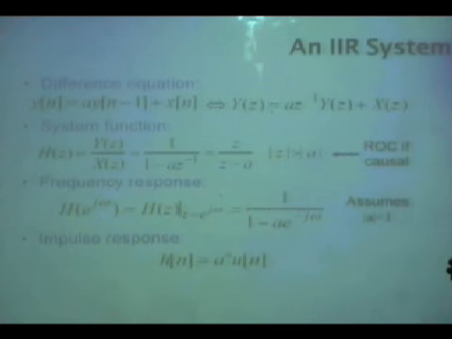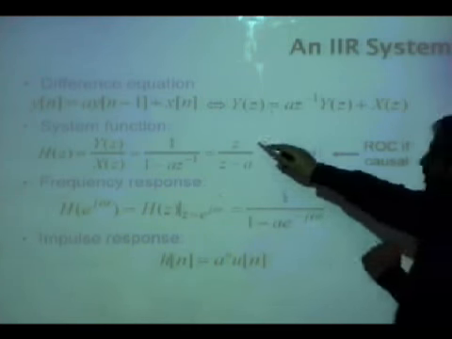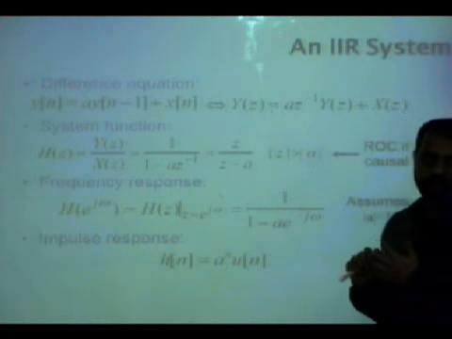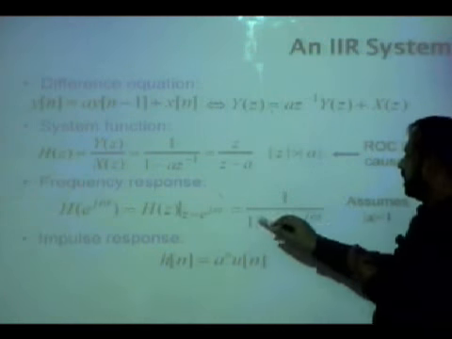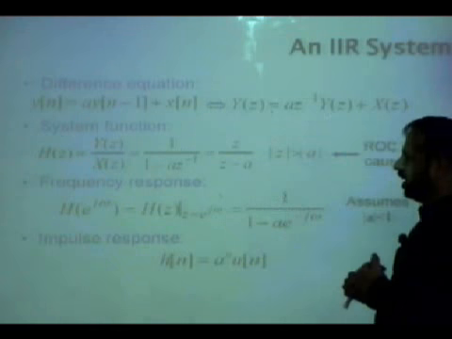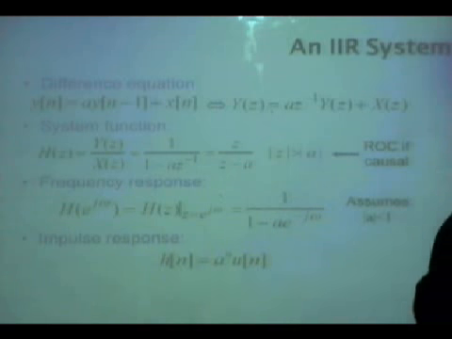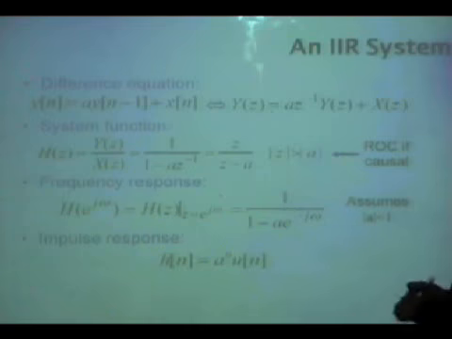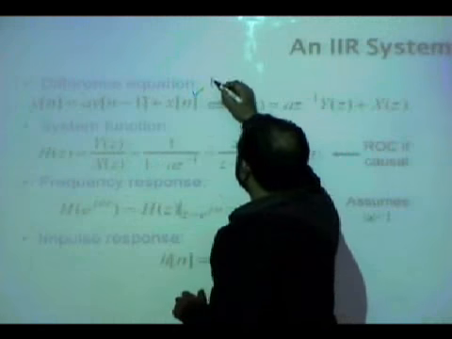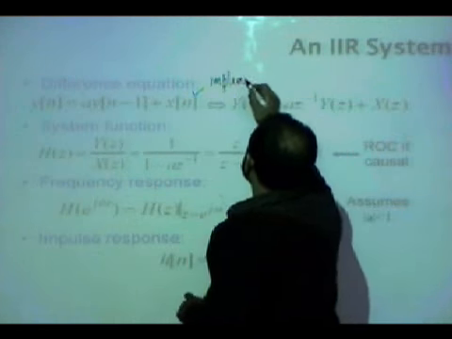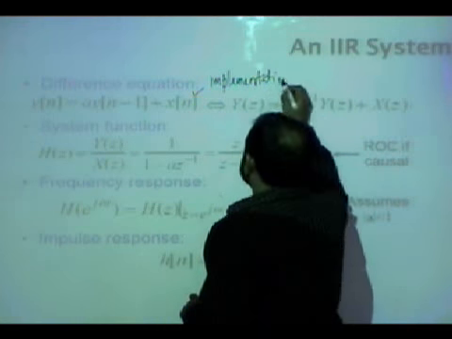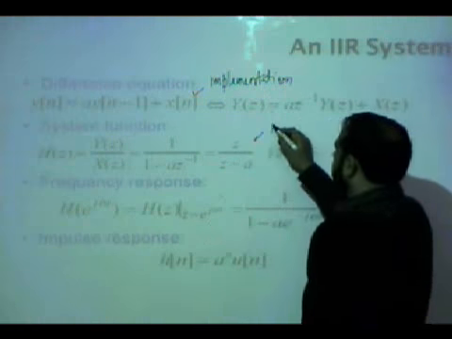A difference equation is 1, a system function H of z is 2, which means knowing all your poles and zeros, frequency response is 3, which means actually plotting the frequency response, and impulse response is 4. So whenever you design a system, analyze a system, okay, these are the 4 things which you want to see. The difference equation is to actually implement a system. Implementation. This is actually to analyze.